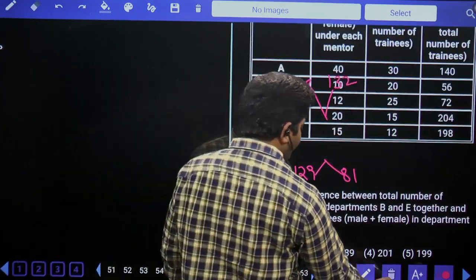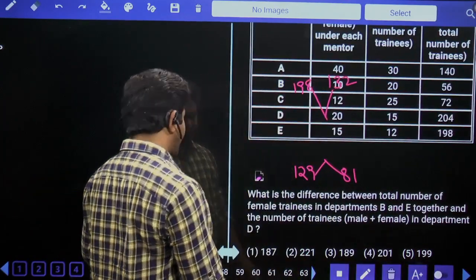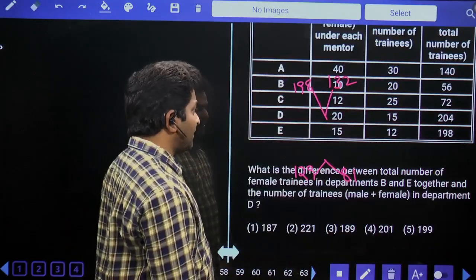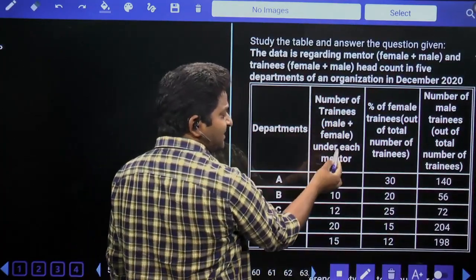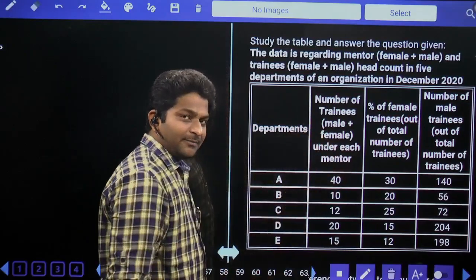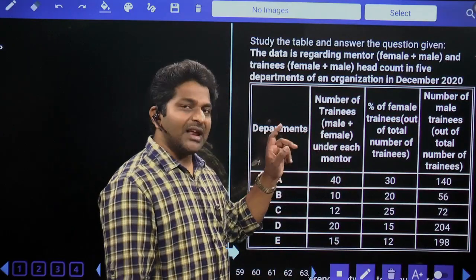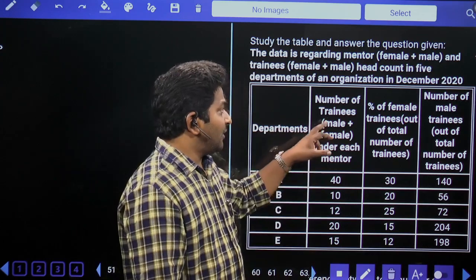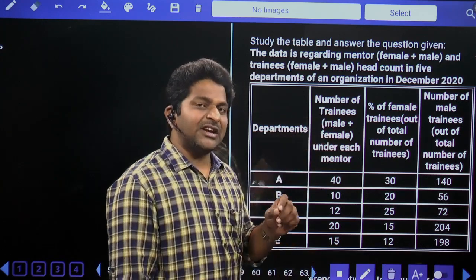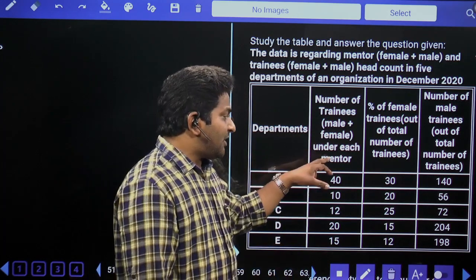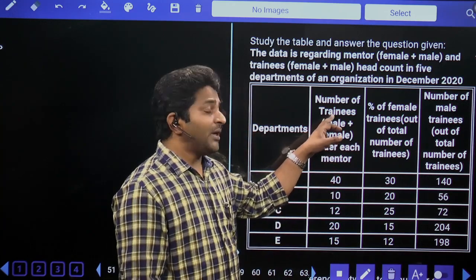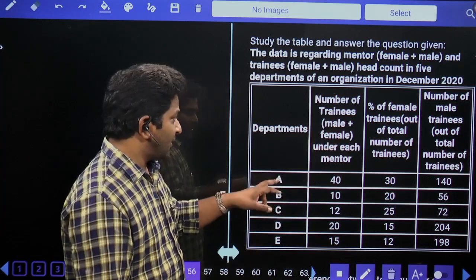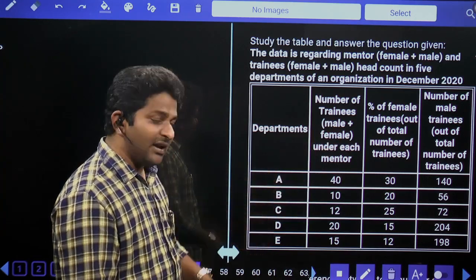Now from question 56 onwards we have information regarding the number of trainees under each mentor. Mentor in the sense, like let's say teacher. Trainees in the sense, consider them as students. So each teacher is going to give training for how many students? Departments A, B, C, D, E.